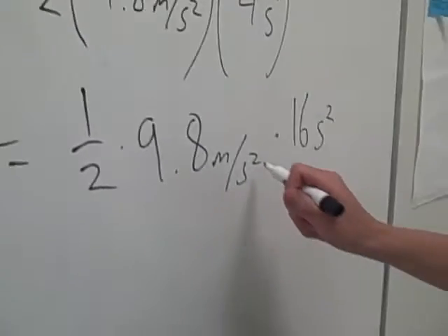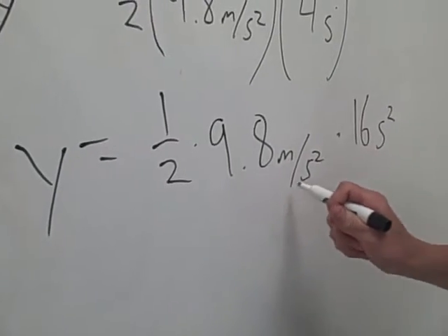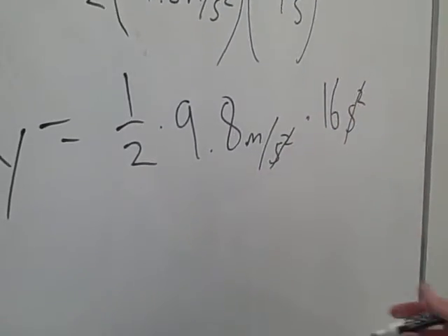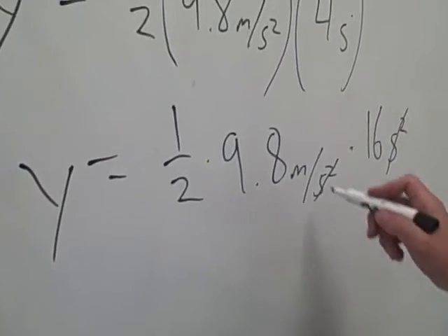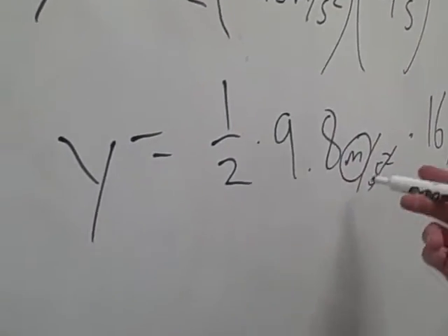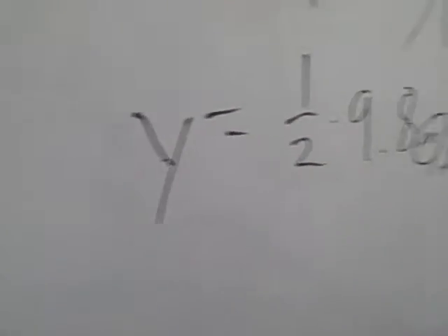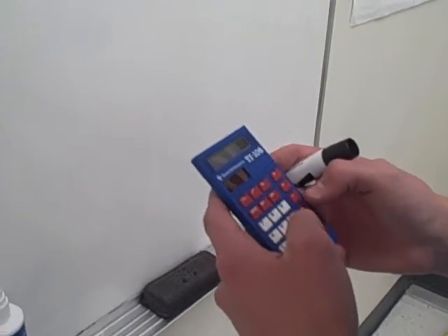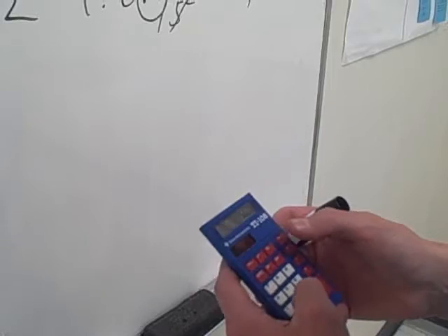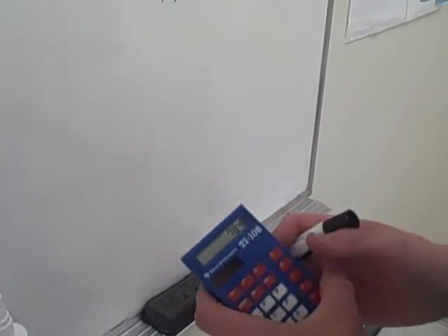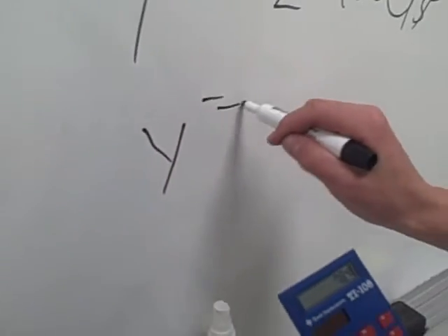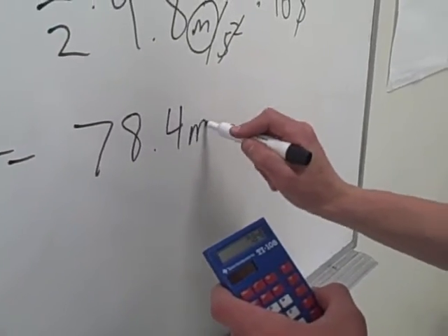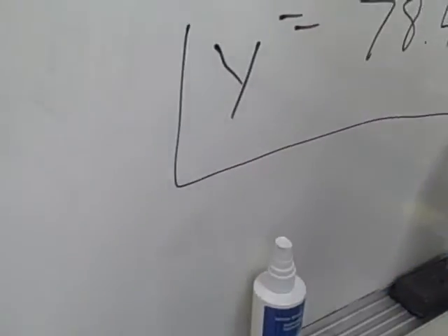Now we can see right here, units will cancel out because we have seconds on the bottom and seconds on the top, seconds squared on the bottom and top. So now we're just left with meters, which we want because we're looking for height. So go to our handy dandy calculator: 9.8 times 16 divided by 2 equals, y equals 78.4 meters.